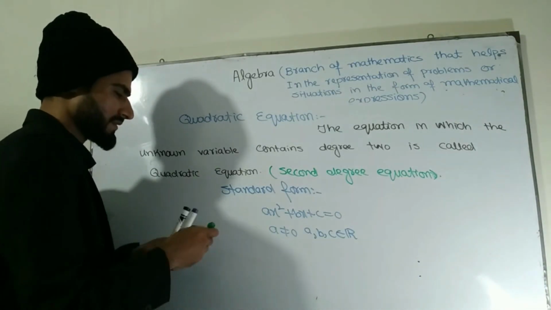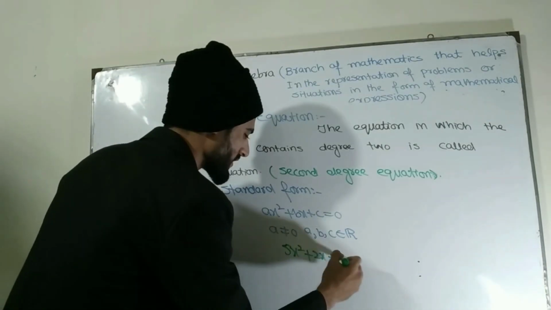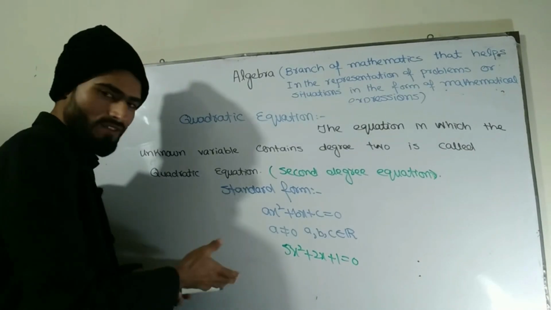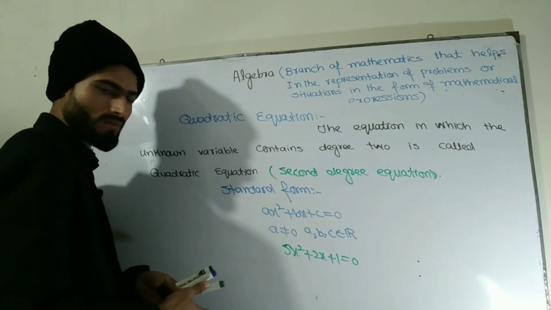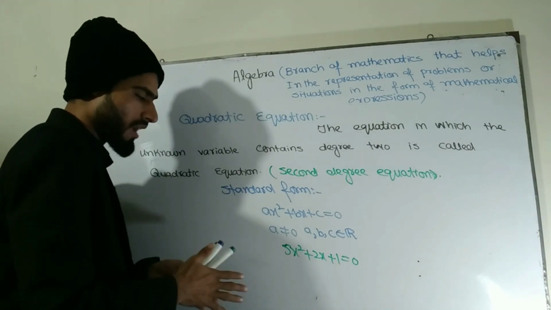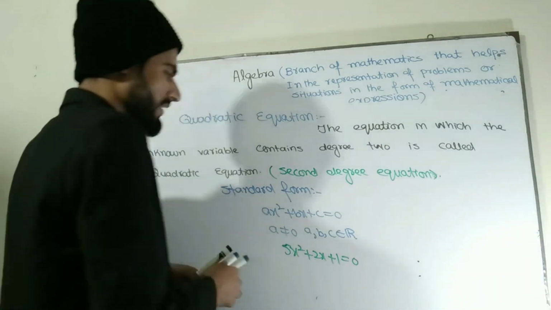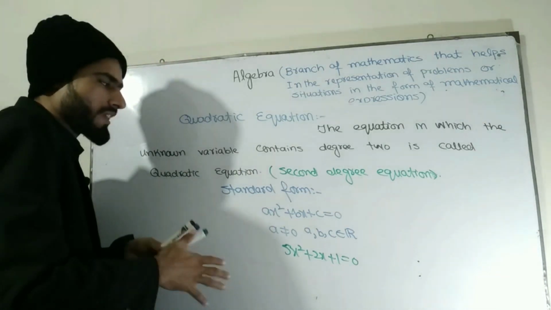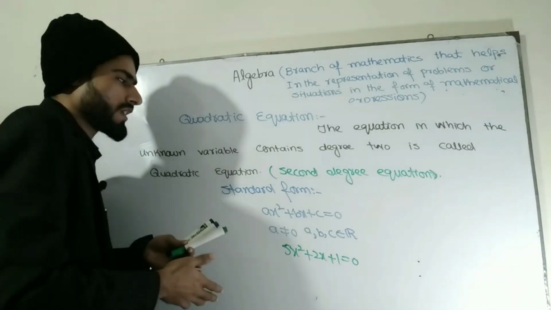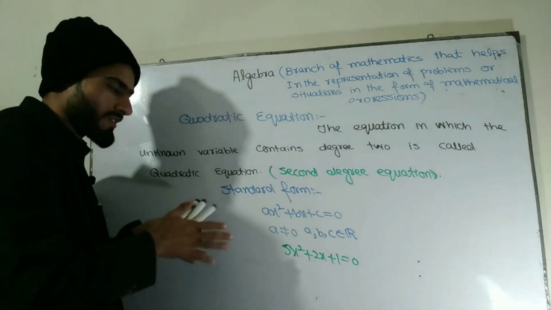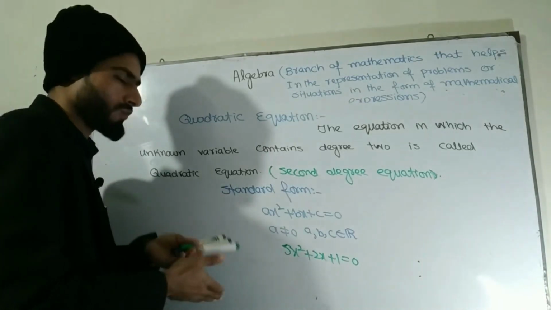For example, 5x square plus 2x plus 1 is equal to 0. This is also called a quadratic equation. Here 1 is the constant term and the other 5 and 2 are coefficients of the given variable, which is also x. Now I'm going to describe how we can solve this type of equation if we are given a quadratic equation and asked to solve it.